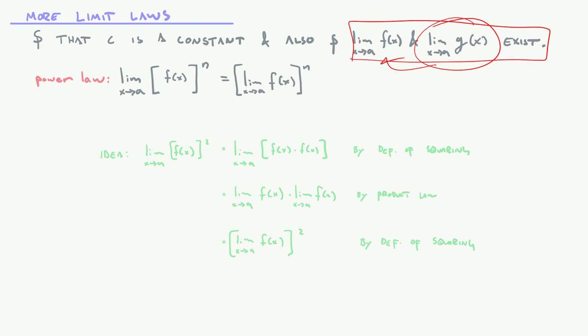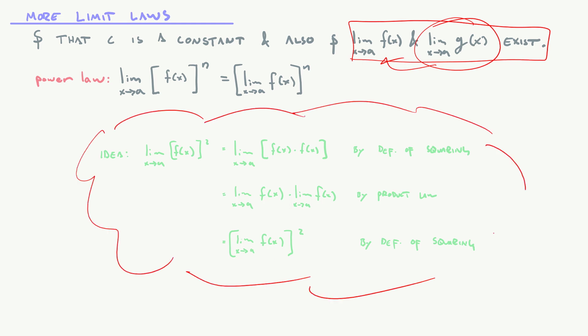Anyway, the power law is really just an application of the product law. So it says that the limit as x approaches a of f of x raised to the n is the same as raising the limit as x approaches a of f of x to the nth power. And the idea for how we would go about proving that is more just the blueprint that we would use. This is more of an example.